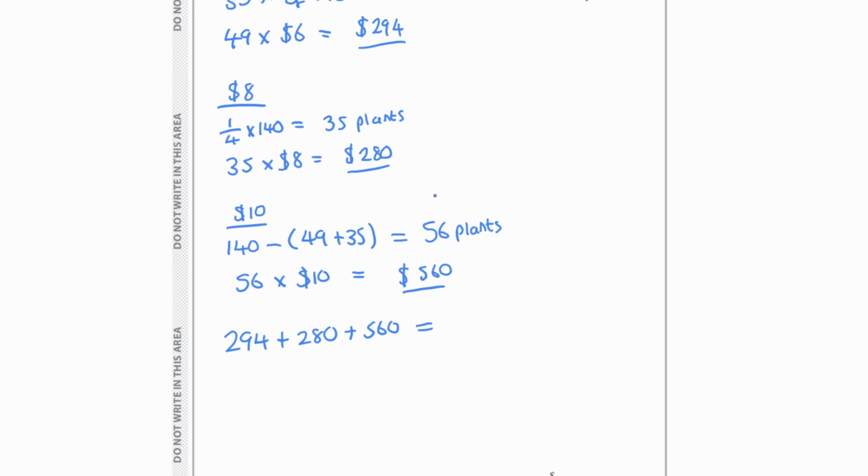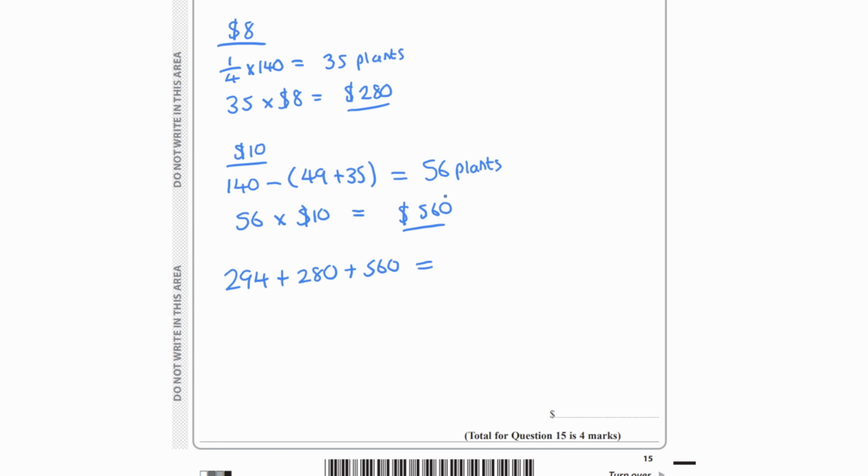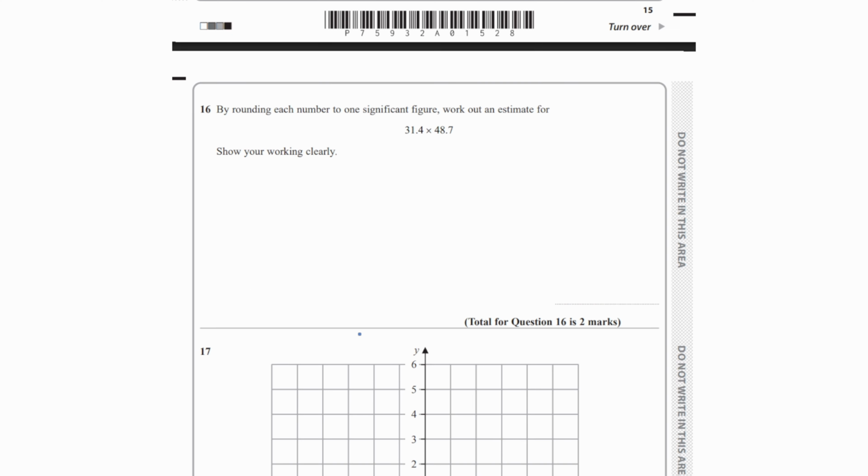Just move down a little bit. Type that into my calculator. 294, add 280, add 560. Comes out at $1,134. That's your answer.